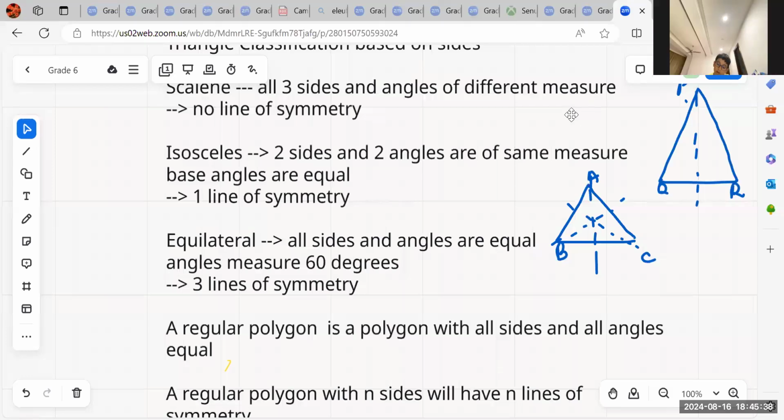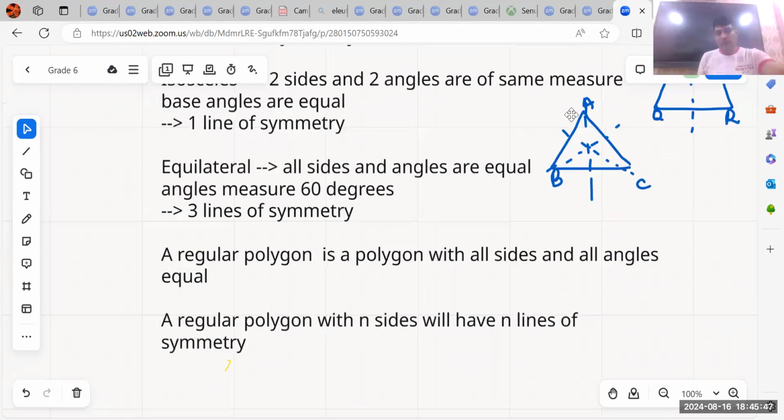Sir, wait. Can we have a 2 minutes break? Sir, is there a 7-sided polygon? Yeah, heptagon, or septagon.